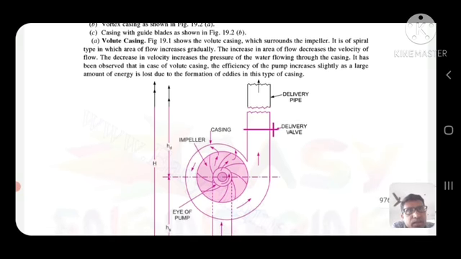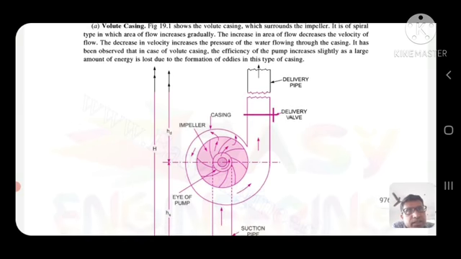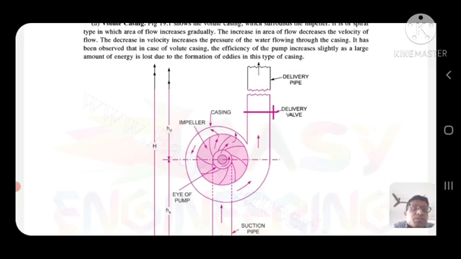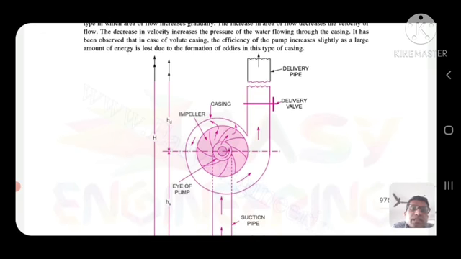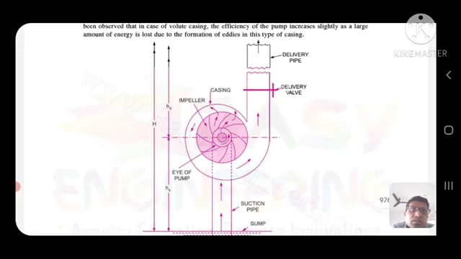Volute casing, which surrounds the impeller, is of spiral type in which the area of flow increases gradually. The increase in area of flow decreases the velocity of flow. The decrease in velocity increases the pressure of the water flowing through the casing. It has been observed that in case of a volute casing, the efficiency of the pump increases only slightly, as a large amount of energy is lost due to the formation of eddies.